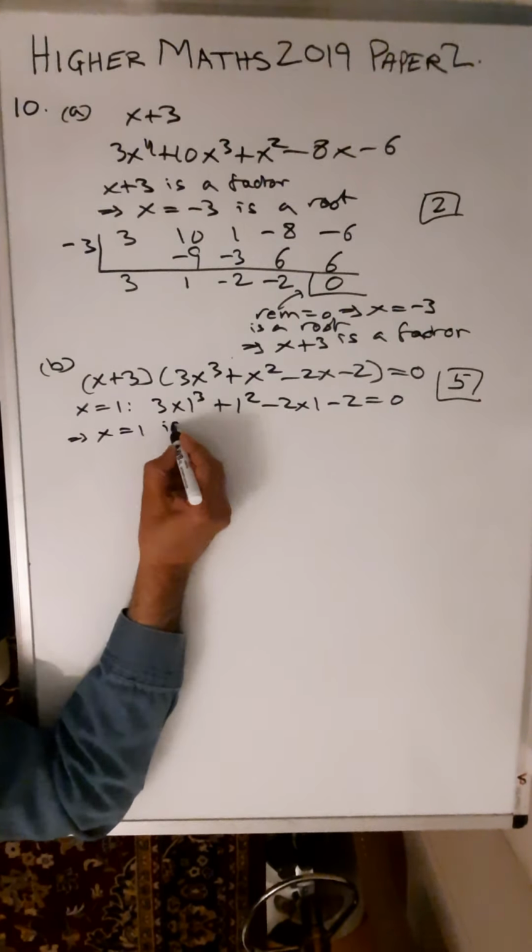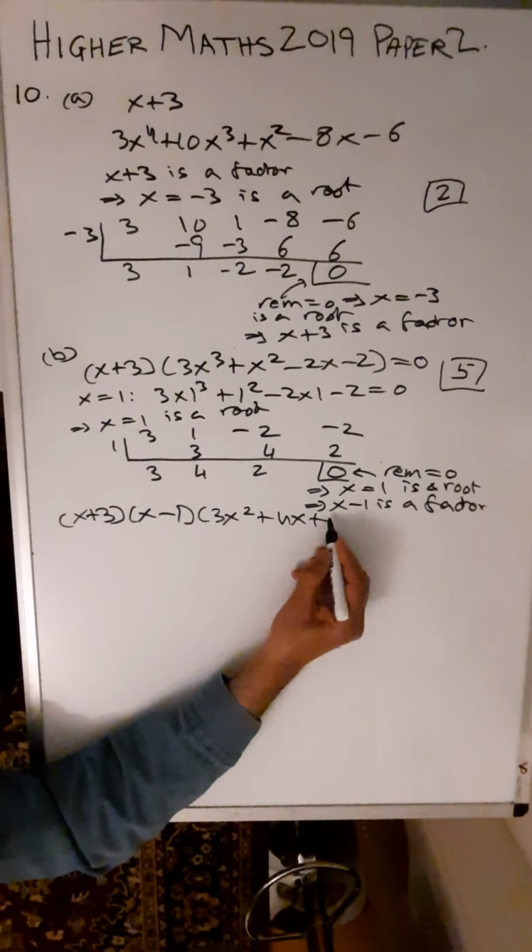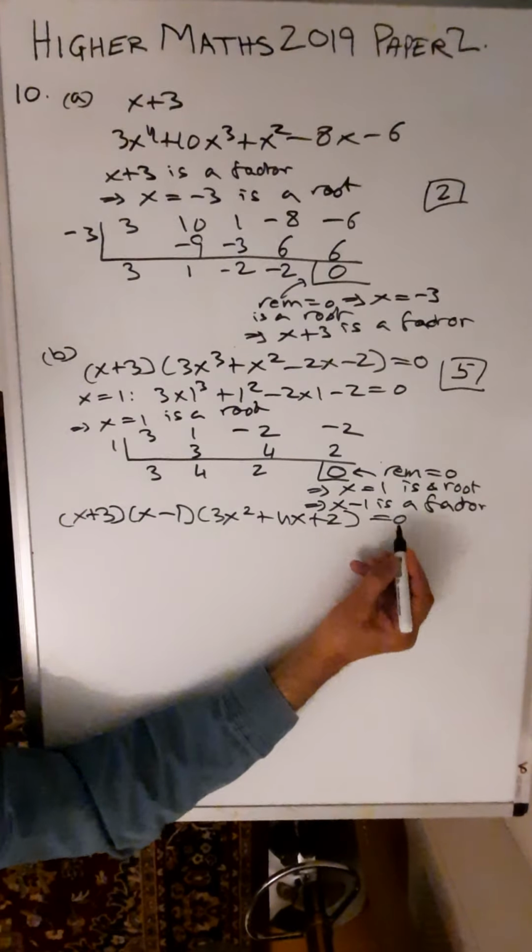So what you have now is x plus 3 times x minus 1. Again, by dividing by x, the index has been reduced by 1. So what you have in here is 3x squared plus 4x plus 2, and that equals 0.